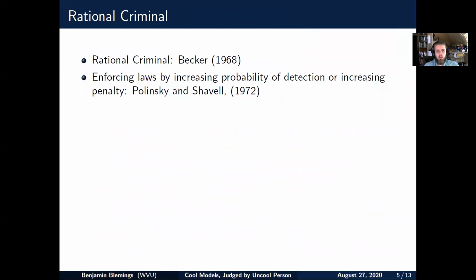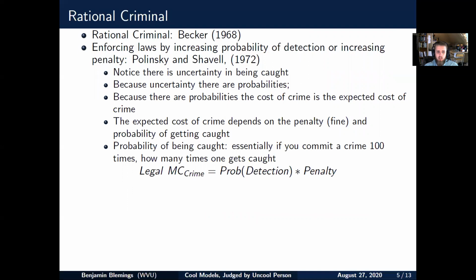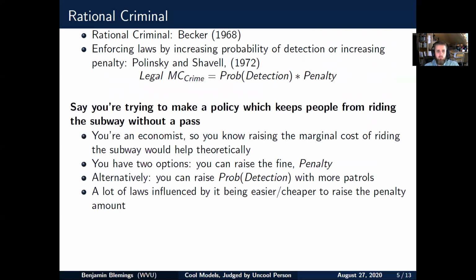So just cool models that I think, one we covered in the last set of slides, is the rational crime model. And it's just that you commit a crime if it's worth it, if the marginal benefit is greater than the marginal cost. And another important point is that you can affect crime either by increasing the likelihood that someone gets caught or increasing the fine that they pay if they get caught. And that's this legal marginal cost of crime: it equals the probability of detection times the penalty you will pay if you do get detected.